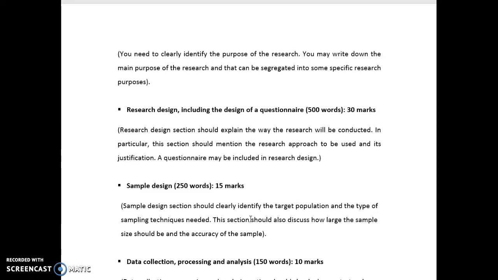Then comes the sample design. In the sample design section, first of all, you should clearly write down what your target population is. Okay, as I discussed in one of my lectures, if you have listened to it, apparently we may think that writing down a particular population or a particular target population is a simple task.